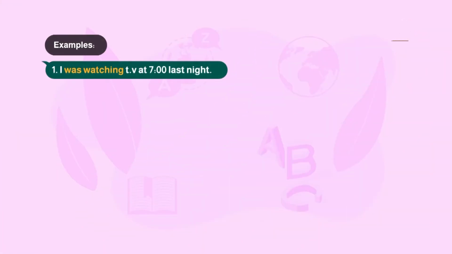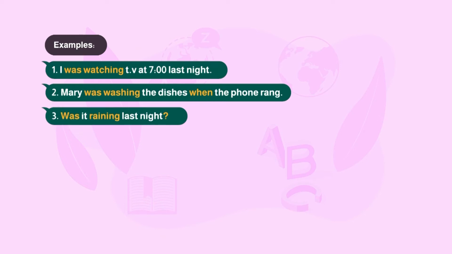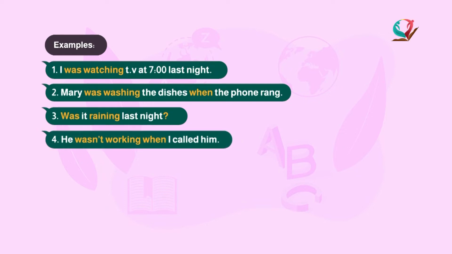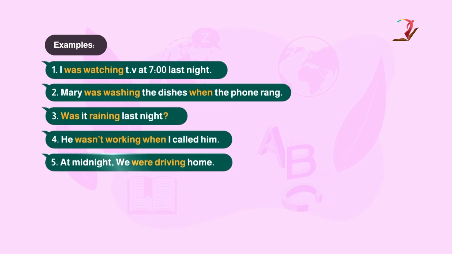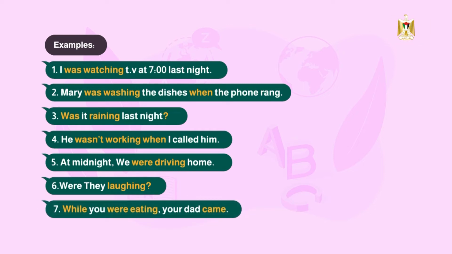Let's read these examples first. Number 1. I was watching TV at 7 o'clock last night. Number 2. Mary was washing the dishes when the phone rang. Number 3. Was it raining last night? Number 4. He wasn't working when I called him. Number 5. At midnight, we were driving home. Number 6. Were they laughing? And the last one. While you were eating, your dad came.